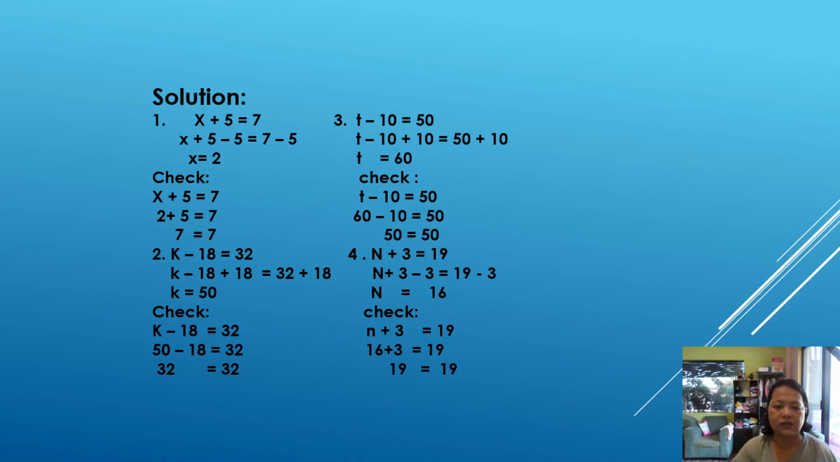Number 4, n plus 3 is equal to 19. Ang inverse ng positive 3 is negative 3. And positive 3, negative 3 is equal to 19 minus 3. Cancel yung negative and positive 3. And ang natira n is equal to 19 minus 3, which is 16. To check, we are going to write the original equation. n plus 3 is equal to 19. n is equal to 16, 16 plus 3 is equal to 19.